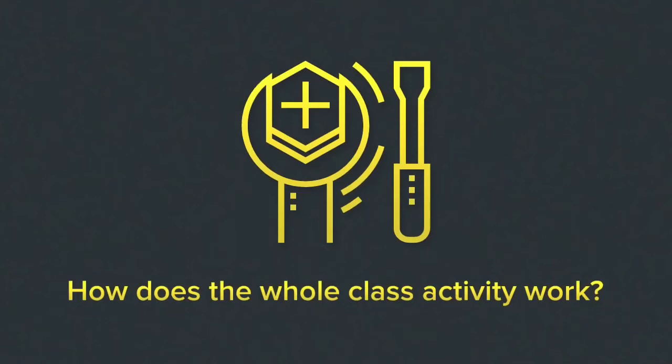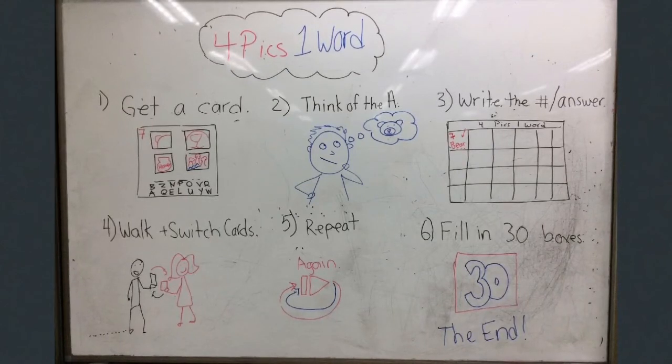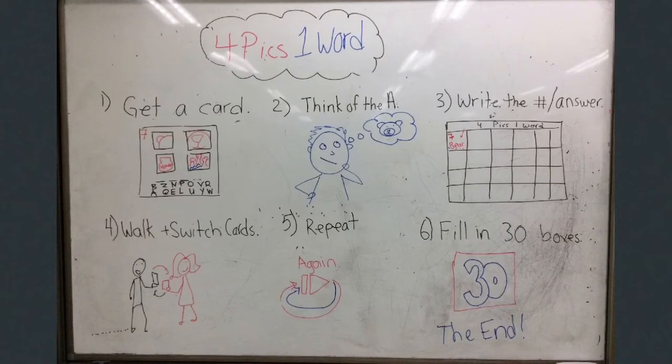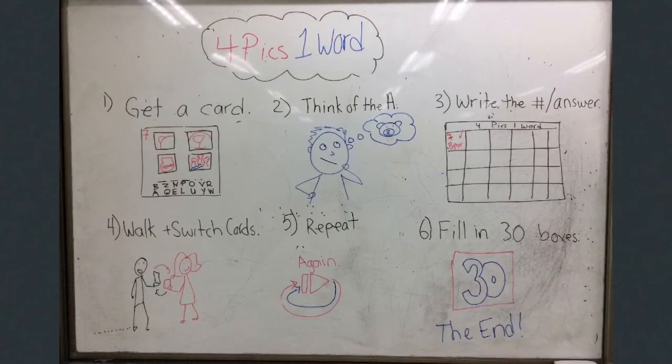Okay, now that you know what to do with the game, how does the activity work in a whole class environment? The instructions for this activity are pretty intuitive, and students could probably figure out what to do without much explanation. However, I like to give a visual instruction plan. And as you can see here, there are 6 steps to follow. Number 1, they get a card. They look at the pictures, look at the blanks, and look at the letters.